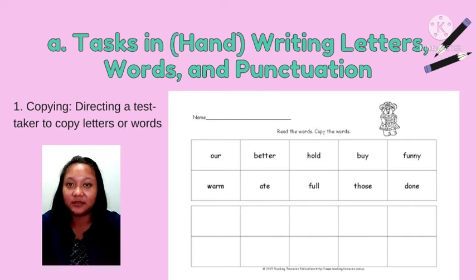Okay, and the first part is tasks in handwriting letters, words, and punctuation. So the first test that we can give to learners is copying, or directing a test taker to copy letters or words provided. So here we can ask students to write down the words as provided by the examiner in the space provided or under the words.